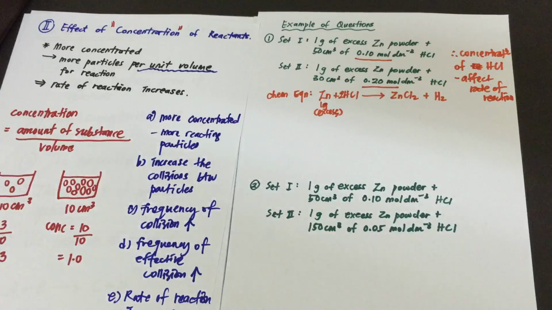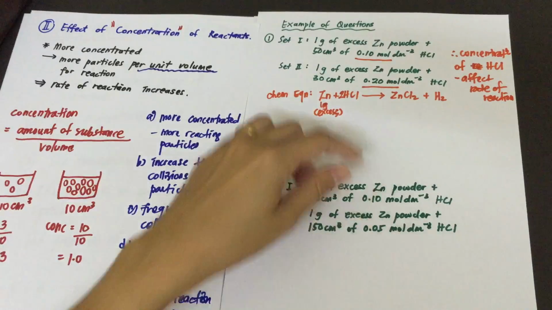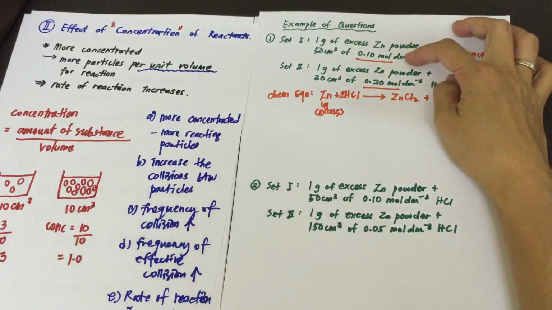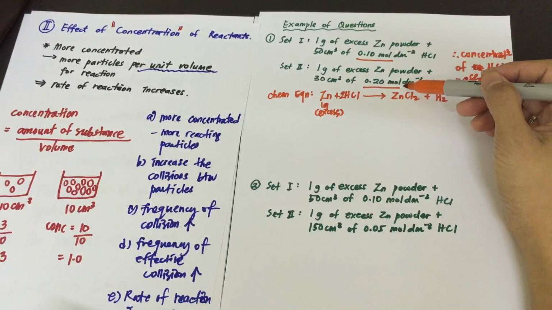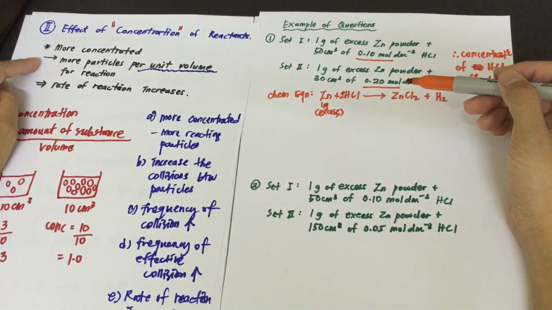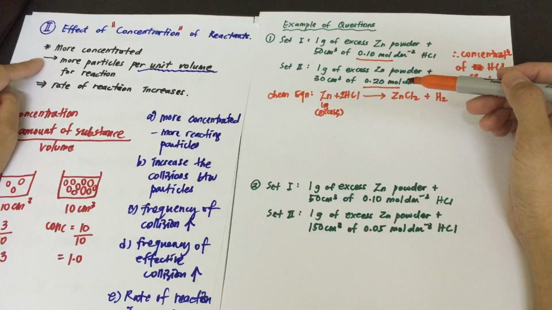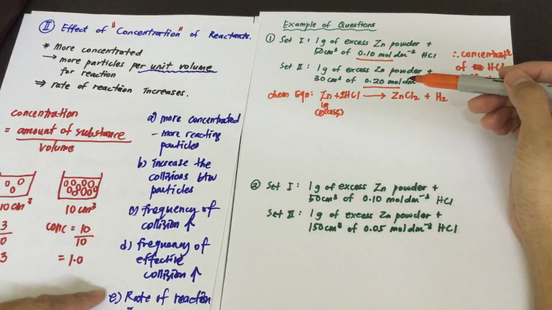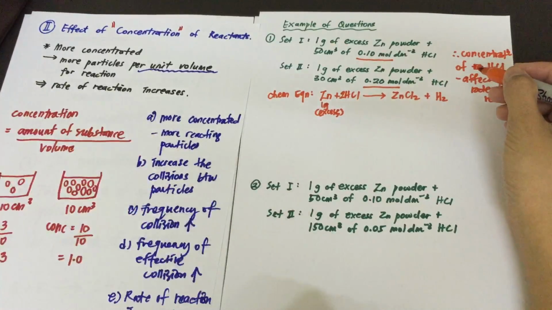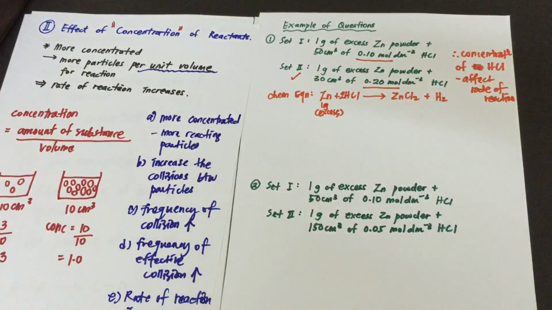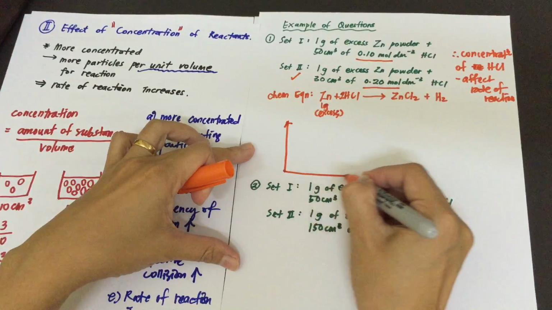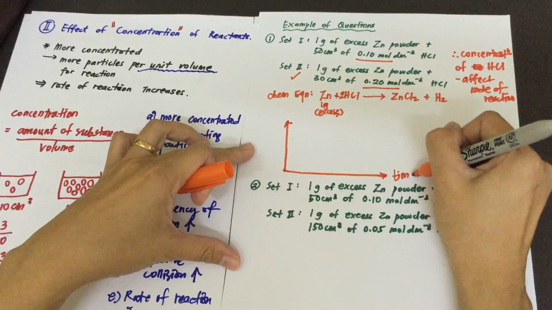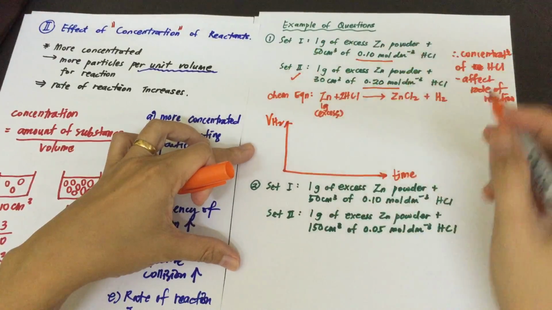So now we would like to start sketching the graph, and by looking at the concentration, we know that for set 1 the concentration is 0.1, while for set 2 the concentration is 0.2. And looking at our explanation just now, a more concentrated solution will have more particles per unit volume for reaction, and hence according to collision theory, the rate of reaction will increase. So set 2 will be the one with a higher rate of reaction. So now we start to sketch the graph of the release of hydrogen gas per time.